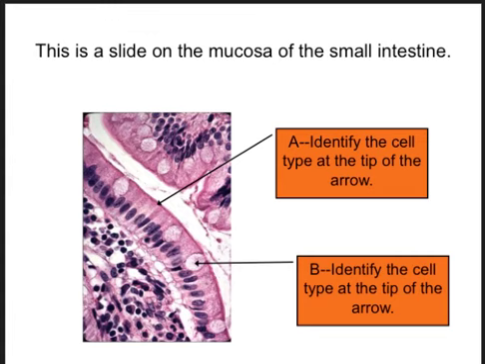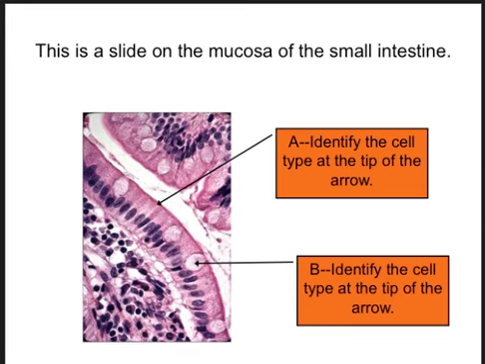The cilia are designed to increase the surface area of this cell in order to maximize the ability of that cell to secrete and absorb nutrients. Next question B. Identify the cell type at the tip of the arrow. That is a goblet cell, and the goblet cell secretes mucus, which helps lubricate the food and also protects the lining of the small intestine.